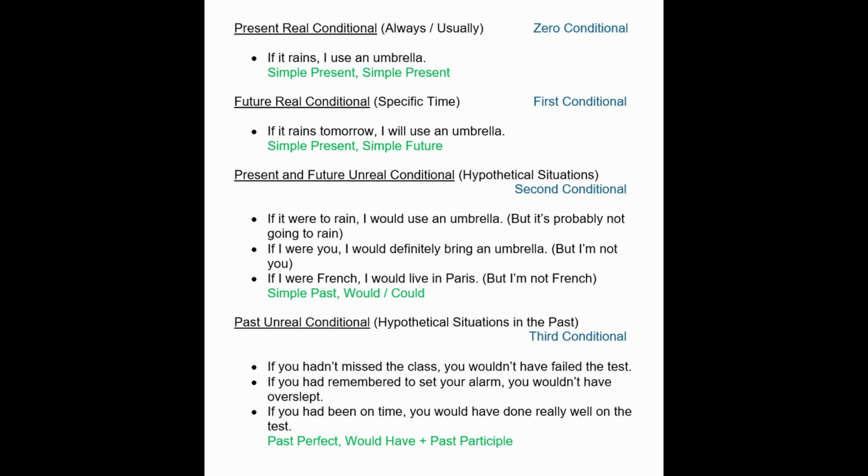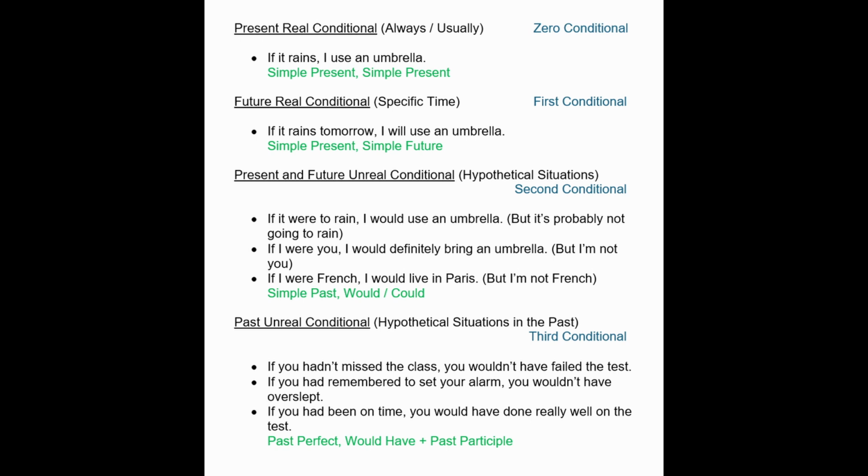We use this a lot to give advice too, right? If I were you, right? But I'm not you, right? If it were Friday today, but it's not Friday, it's Saturday, right? If it were Friday, then I would probably be at work, okay? But it's not. It's not Friday because I'm saying if it were. Notice the construction in the if clause is always going to be simple past, right? If I were, right? Not if I am, if I were, okay?